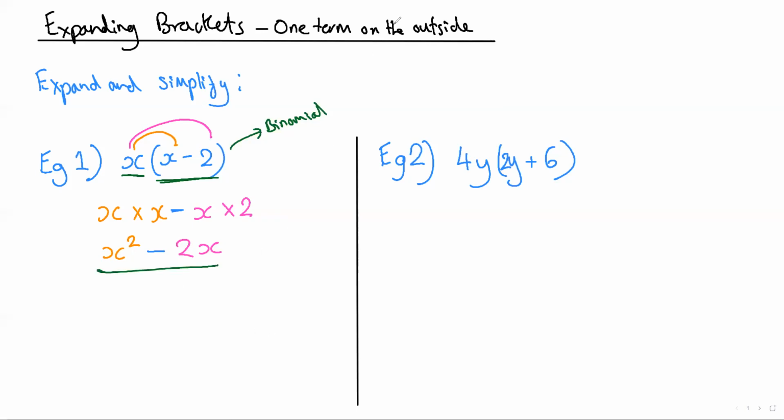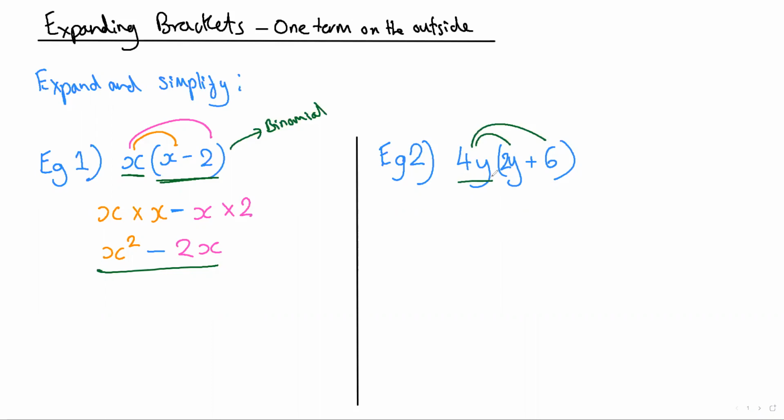So you can see, at least here, that this term on the outside is being multiplied by this first term here, and then it's being multiplied by this second term. Okay, so now let's do it again for this second one. It's much the same thing. We have this term 4y on the outside, and we just have to multiply it by each of the terms, like so.